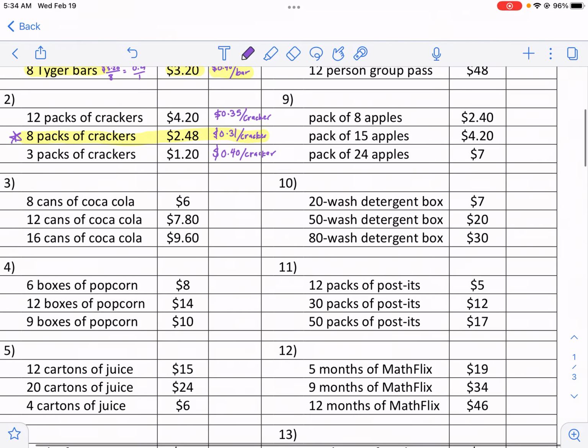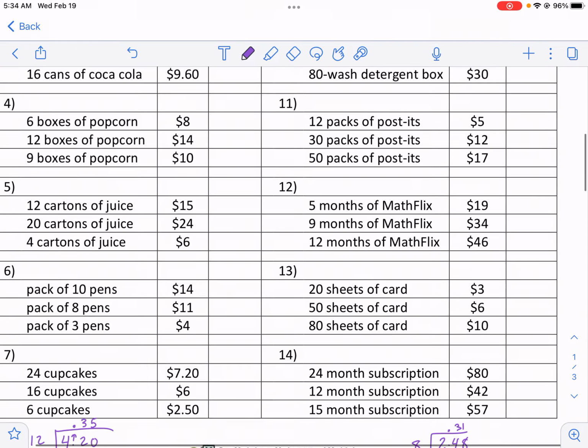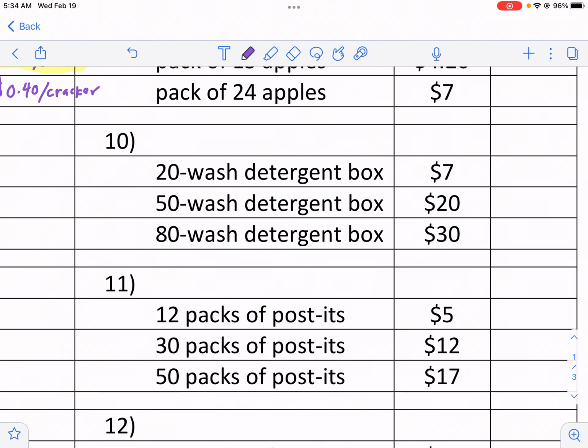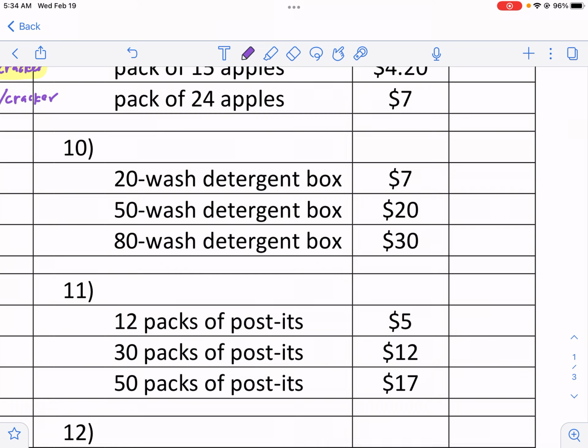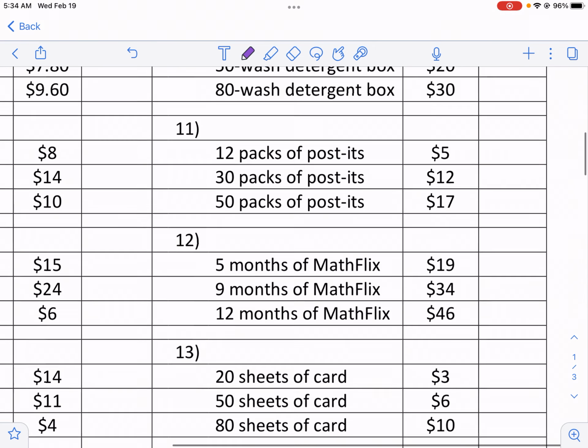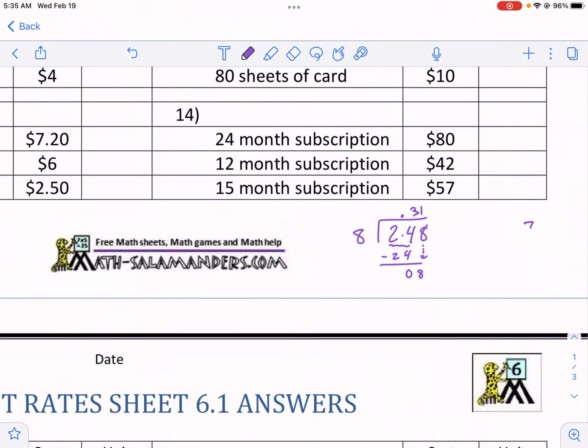Let's do maybe one over here with some more double-digit numbers. So we have 20 wash detergent box. This will be our last one, and it's $7. So again, we're doing price per box. Okay, so then we have $7 divided by 20, like that. So then for down here, we're going to have to change it slightly. So here's 7, and now we have to divide by 20.